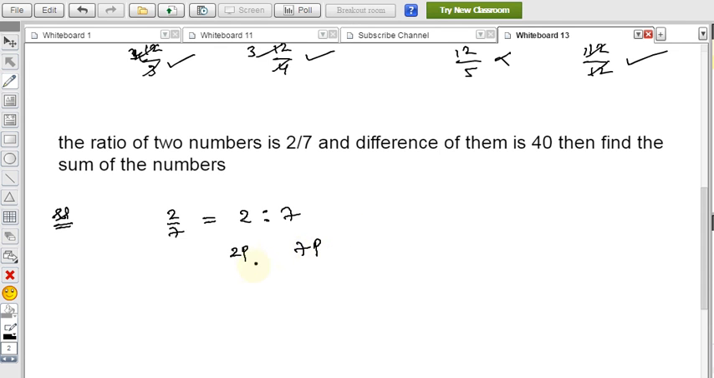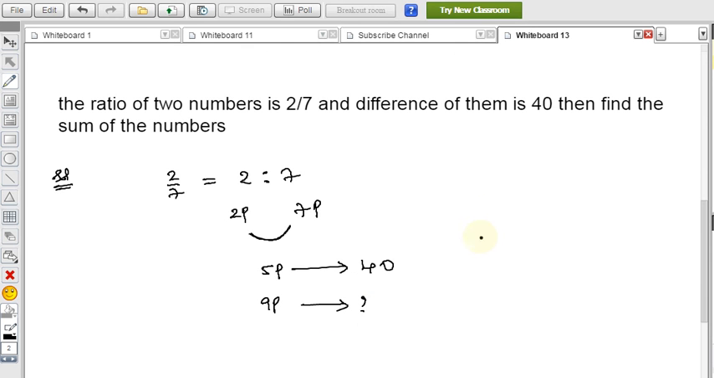The difference is 40. So the difference of this is 5 times, so 5p. I'm taking some 5 points. If it is 5 points, that is 40. Then the total is 9 points. How much is that?